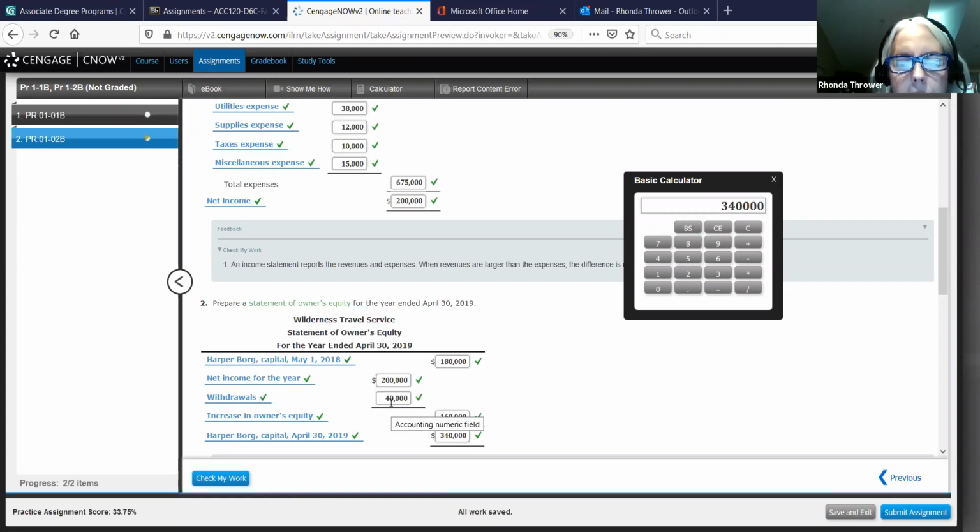His equity went down. And overall, this period, there was an increase in owner's equity, which would be added to the beginning owner's equity to get the ending owner's equity. You can see that the owner has grown from 180,000 to 340,000. So it's always a good idea to kind of step back and look at your financial information to see what has happened during this period of time.